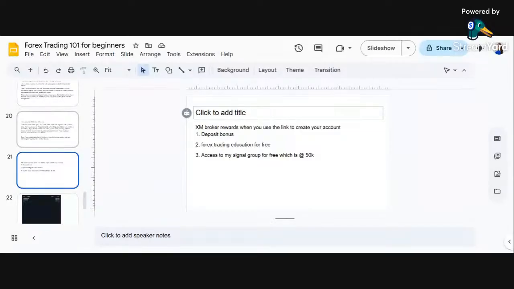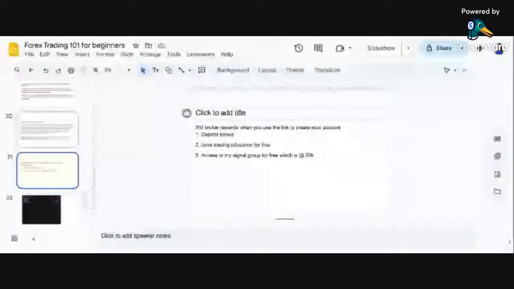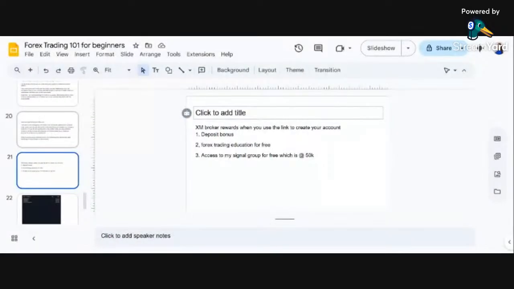And they have first education for free. But this education, like I said, is for those that use that link, they can access it, right? So you're enjoying my benefits. Imagine a broker teaching you how to trade. That's crazy. My signal group for free. My signal group is 50K, but from next year, honestly, it will get to like 300K.